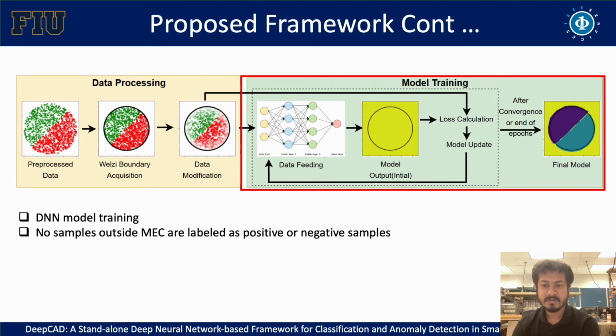The latter loss function is passed through a ReLU activation function. The framework at the end outputs the model that has converged. So after the model training, you can see that no samples outside the MEC are labeled as positive or negative samples.